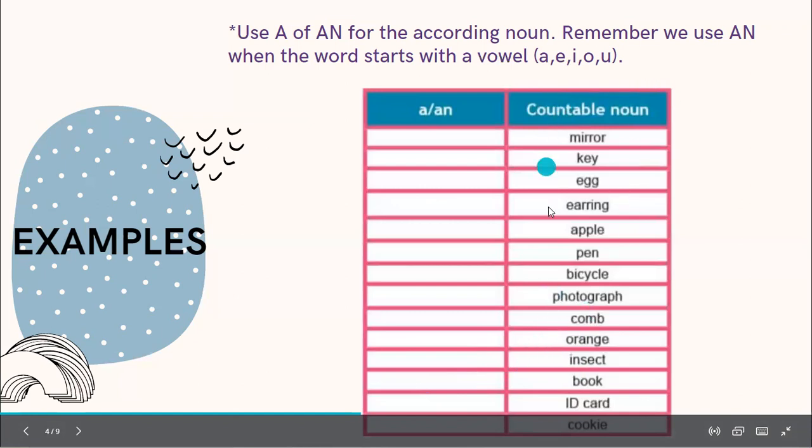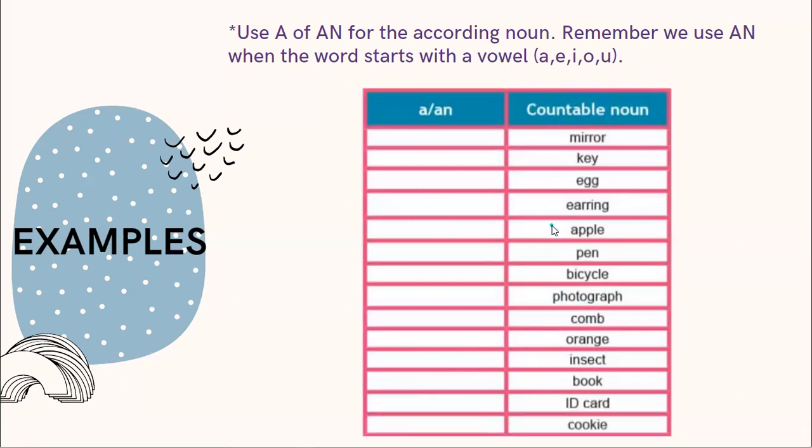Remember that countable nouns are things that we can easily count. We can count how many mirrors are in a room, how many keys do we have, etc. But remember that an is only used when the word starts with a vowel, as I mentioned before. Una llave, un huevo, un arete, una manzana, etc.